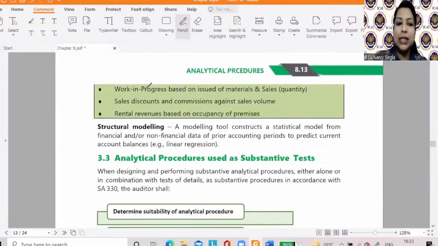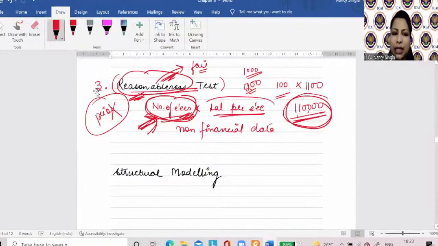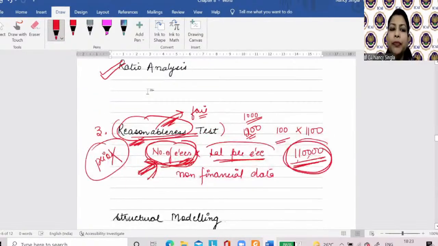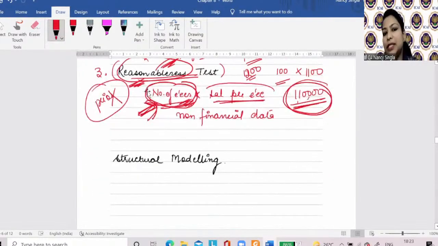ठीक है? सी सेल्स डिस्काउंट कमीशंस अगेंस्ट सेल्स वॉल्यूम, कि इतना सेल्स वॉल्यूम है तो 5% अगर सेल्स कमीशन है, सो व्हाट शुड बी द अमाउंट. ठीक है? सो दिस इज आल्सो वेरी सिंपल. We have done 3 techniques, which are what? Trend analysis, ratio analysis, and reasonableness test.